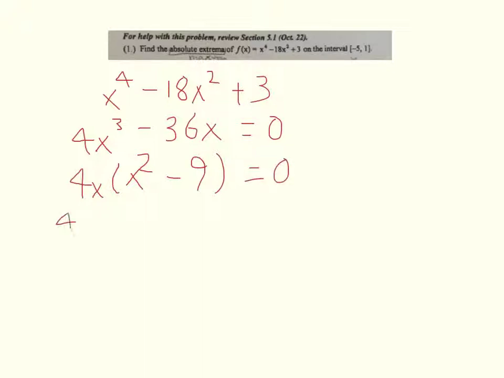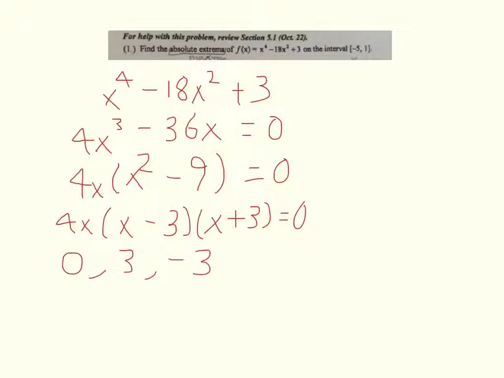So now we just about have our critical points. The critical points for this function are 0, 3, and negative 3. But notice that the interval is from negative 5 to positive 1. Since that's the case, we can disregard the 3. It's out of the interval. So we can just disregard the positive 3 as one of the critical points.